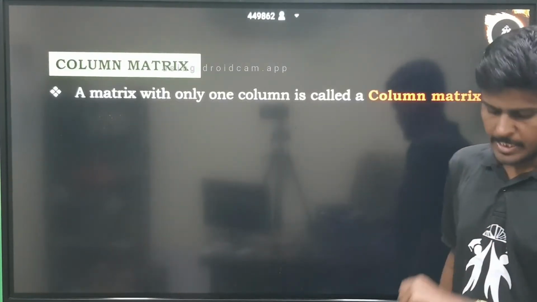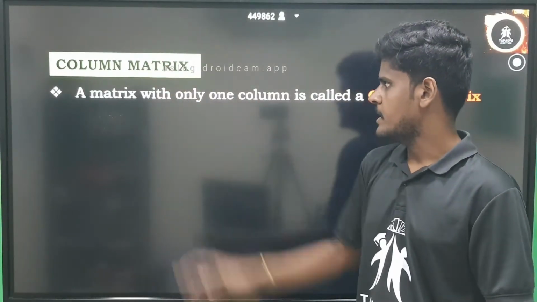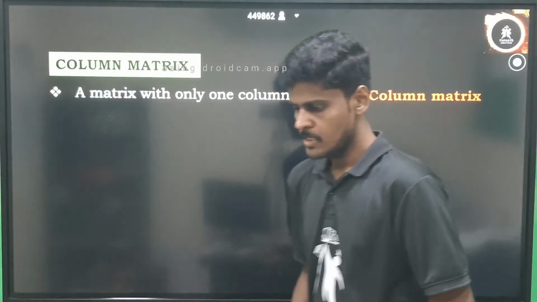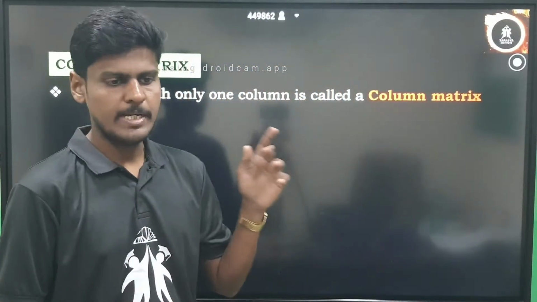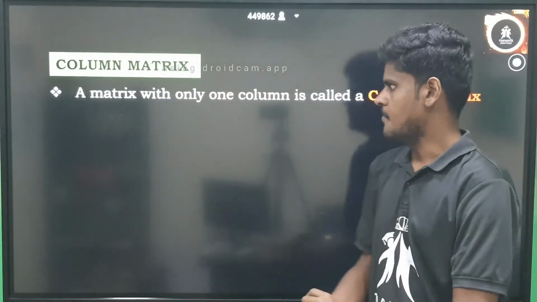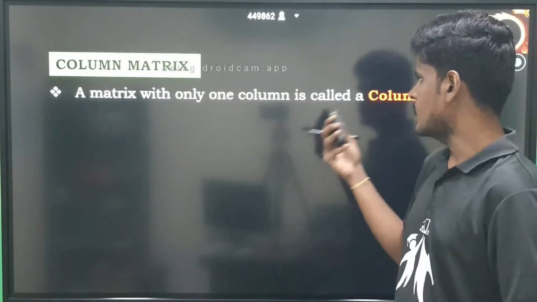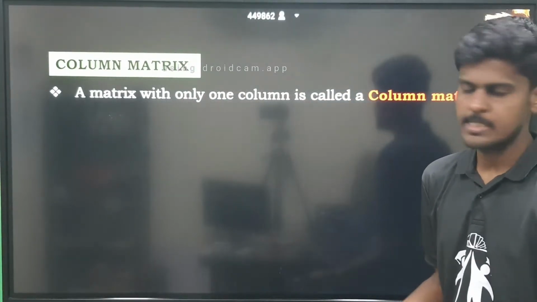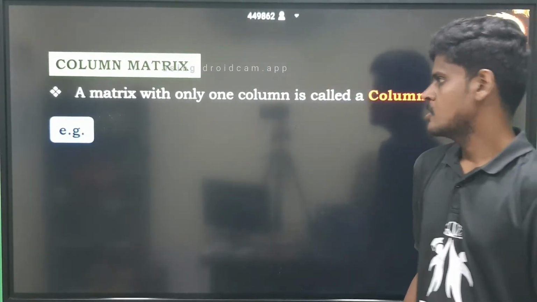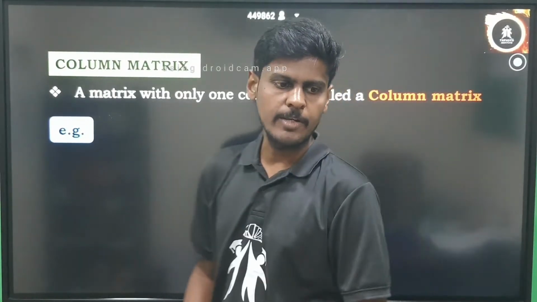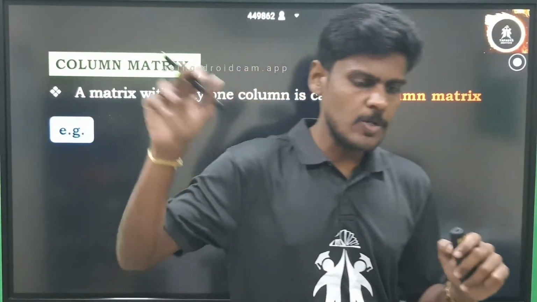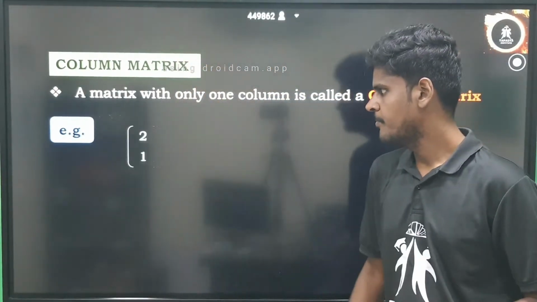Next is column matrix. Now what is a column matrix? A matrix with only one column is called a column matrix. Just like a row matrix is a matrix with only one row, a column matrix is a matrix with only one column. That means rows can be n number of rows. So what is the order of a column matrix? Can you guess, students? Order is nothing but m rows and one column.